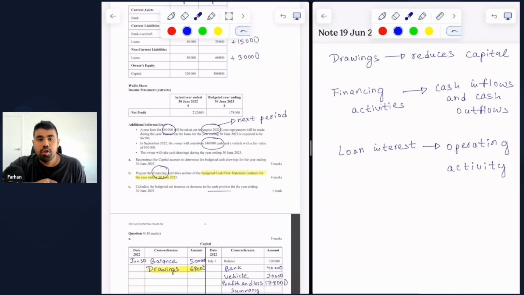Interest that we pay on loan is a separate thing to the principal. So interest that we pay on loan is not a financing activity. It is an operating activity because that is basically the cost of doing business. All right. And also, whoever you take a loan from, they do not own anything in the business.